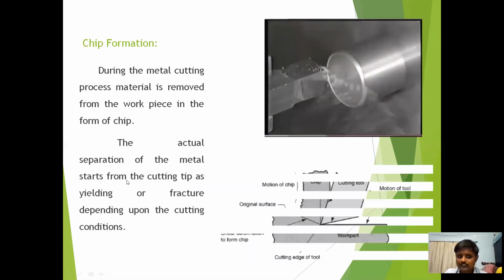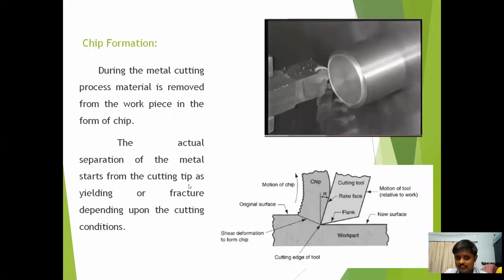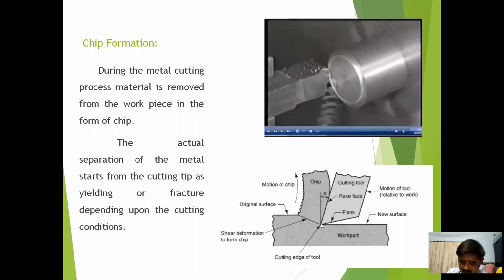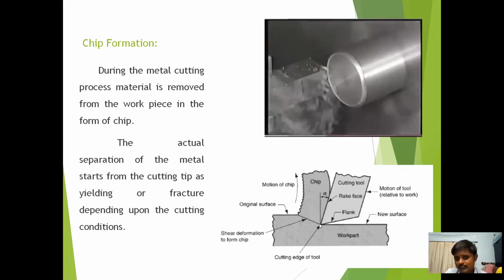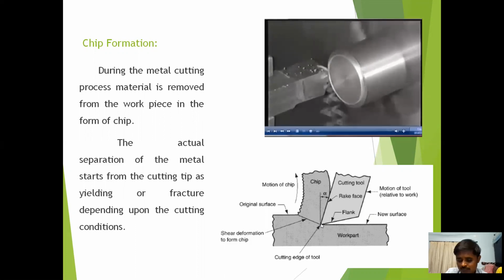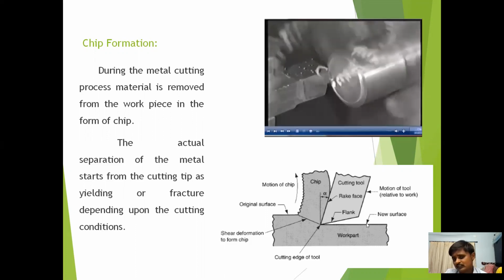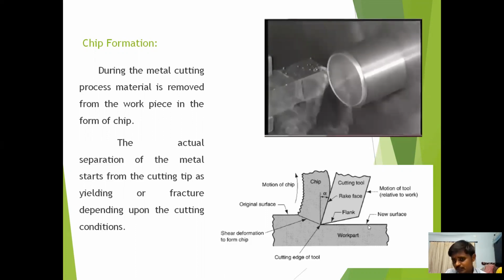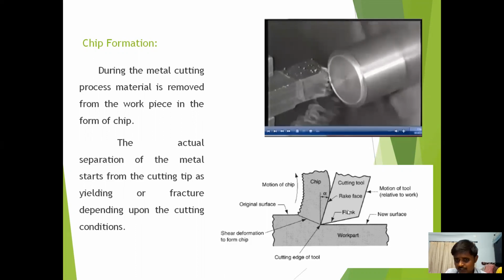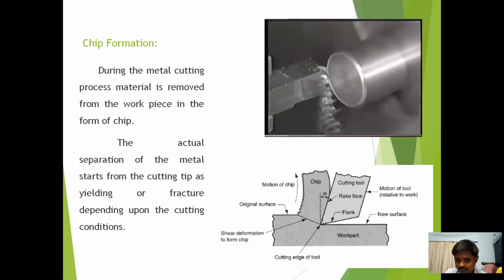The actual separation of the metal starts from the cutting tip as yielding or fracture, depending upon the cutting condition. The actual separation of the work material starts at the cutting tip of the cutting tool. This is the workpiece, and this is the new surface, the surface obtained after the machining process. This is the cutting tool, this is the rake surface of the cutting tool, and this is the chip.